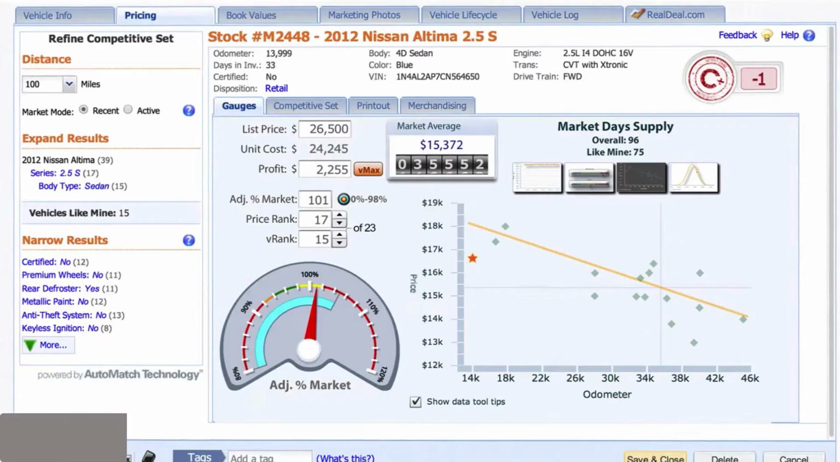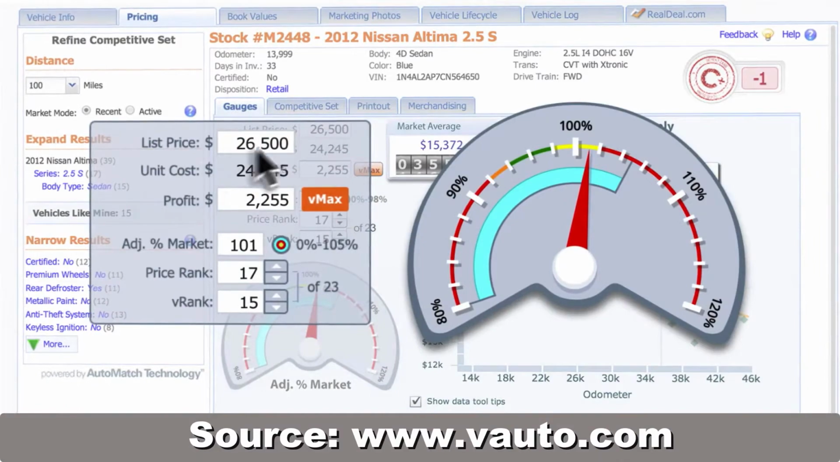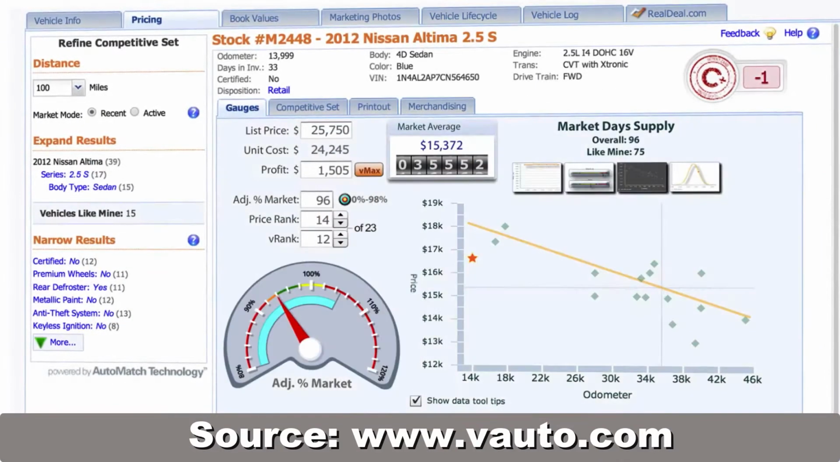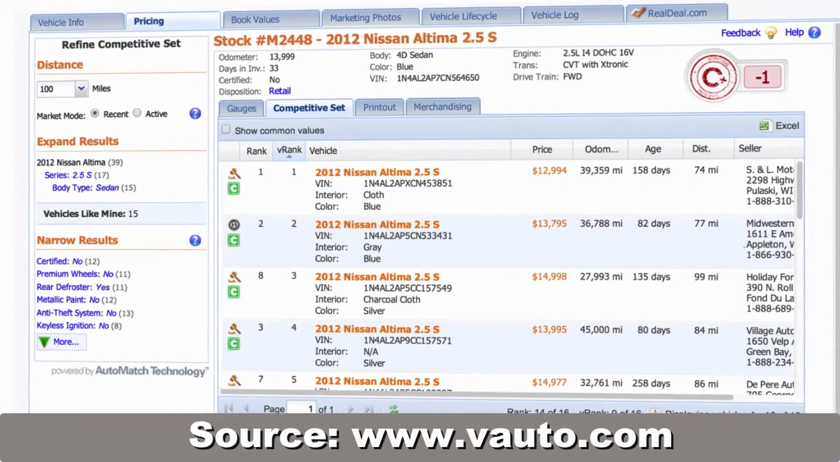vAuto is just a web-based program that's used by probably most car dealers. It gives you an idea. So, like when you first put a used car for sale, you can adjust it. So, if let's say the average market price was $20,000, you can say, all right, well, for the first week, I'm going to put it up there for $21,000, and then I'm going to lower it over time.